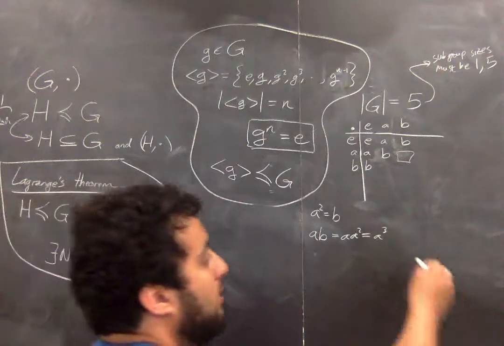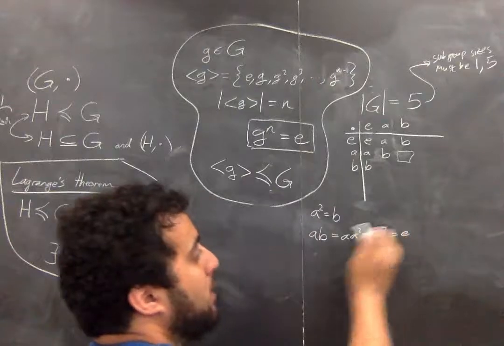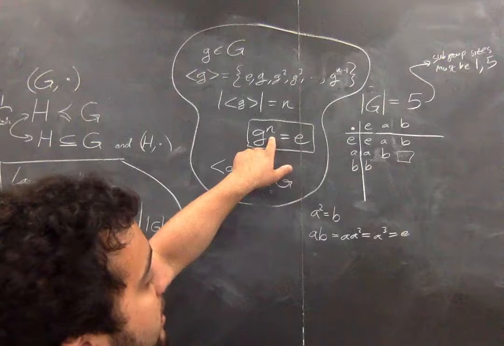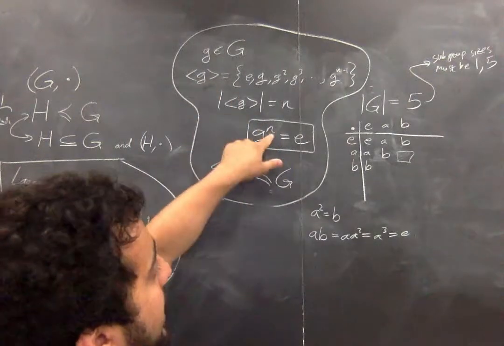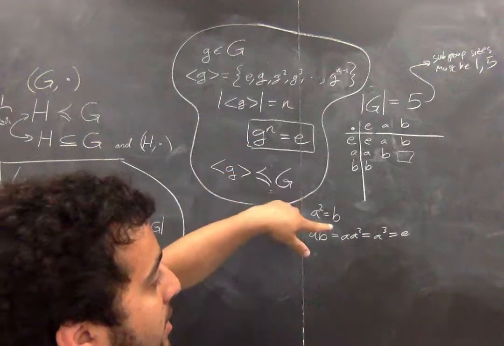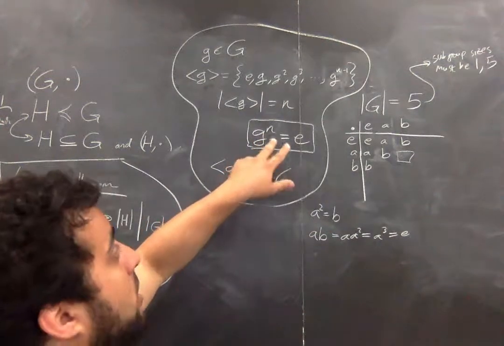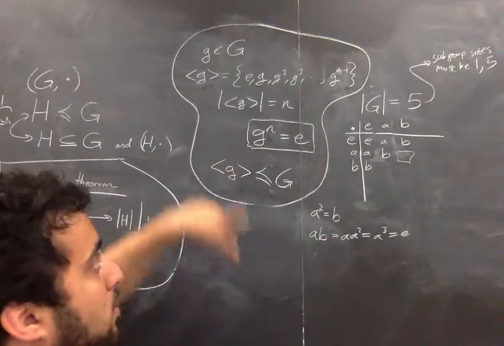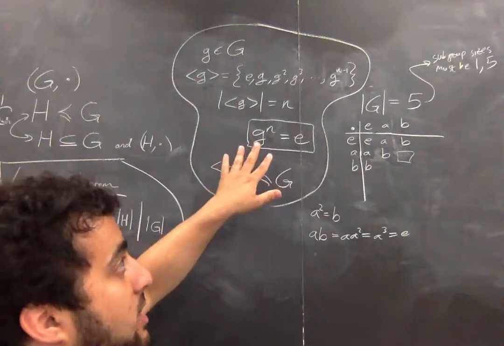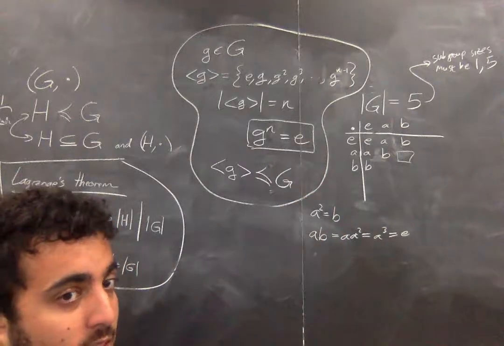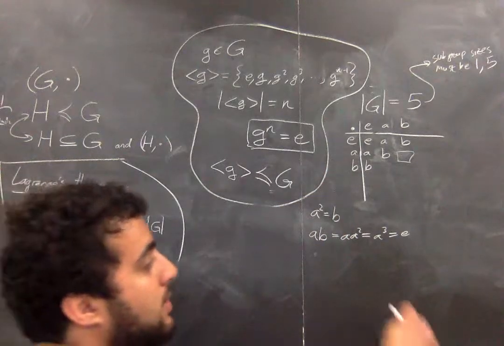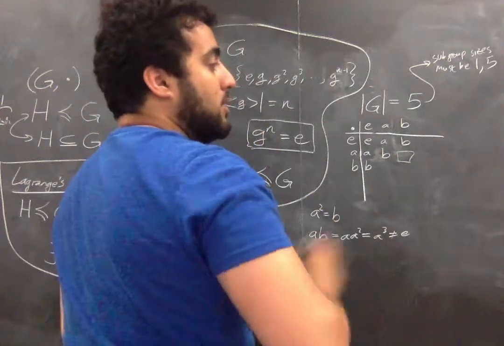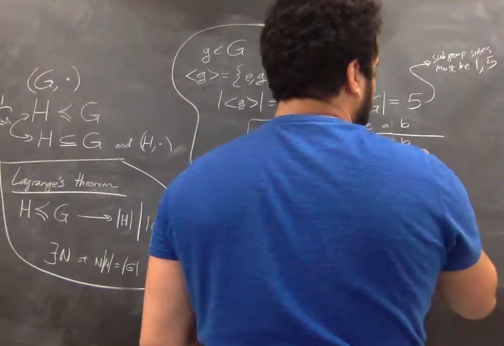Could it be E? Well, if AB is E, then that would mean A cubed equals E. But if A cubed was E, then that would mean that the group generated by A would have size 3, right? The set generated by A would loop back on itself after A cubed, so we'd have size 3. And since it's a subgroup, we'd have a subgroup of size 3. But we can't have a subgroup of size 3, which means this guy cannot be E. So it's not E, it's not A or B, so it's something new. Let's just call it C.